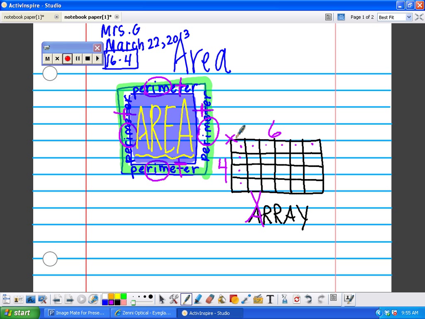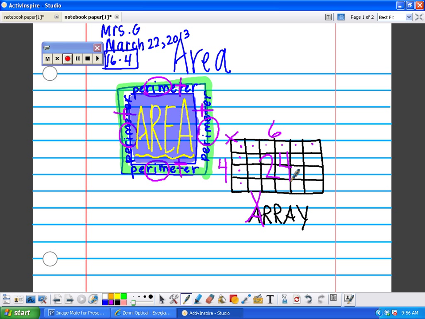A multiplication sign. So, instead of counting all of these squares, I can say there are 4 groups with 6 in each. What does that sound like? 4 groups with 6 in each. Sounds like your facts, doesn't it? What is 6 times 4? 24. Okay, and area is the exact same thing. Really easy. You've already done this, you just didn't know it.